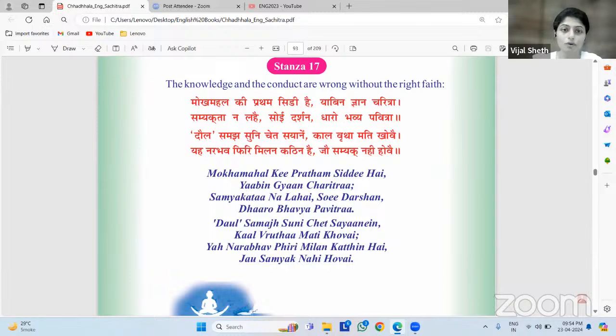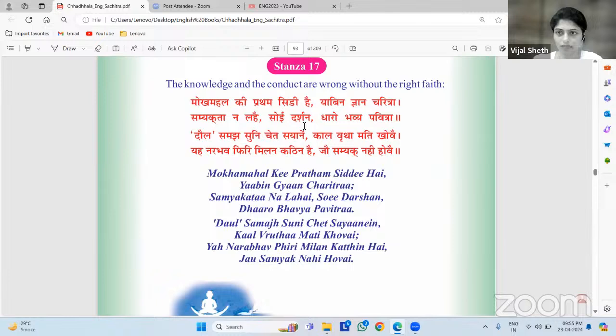So Moksh Mahal ki pratham seedhi, ya bin gyan charitra samyak tana lahe. So Gyan and Charitra do not become right. Knowledge and conduct cannot be right without right faith. So Samyak Tana Lahe, Sudarshan Dharo Bhavya Pavitra. So that is why the first effort you make should be in attaining Samyak Darshan.